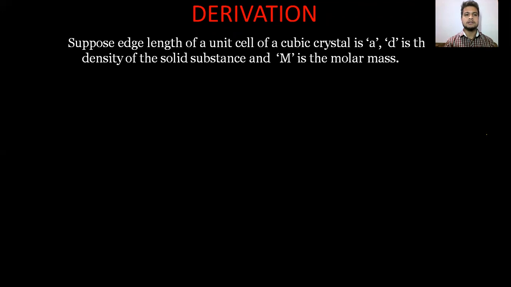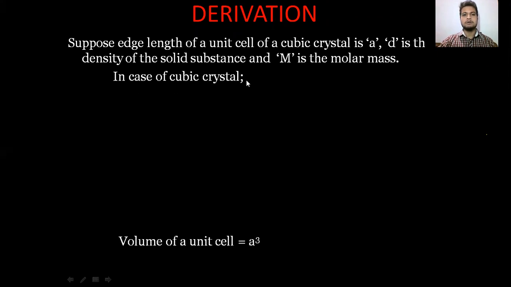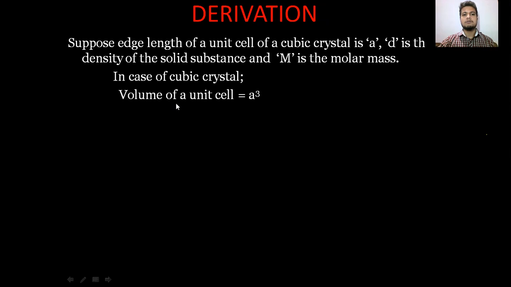If you can see on your screen, suppose the edge length of a unit cell of a cubic crystal is A. We are taking the edge length as A, D is the density of the solid substance, and M is the molar mass of that substance. In the case of a cubic crystal, the volume of a unit cell is always equal to side cube. If the edge length is A, the volume is A cube.